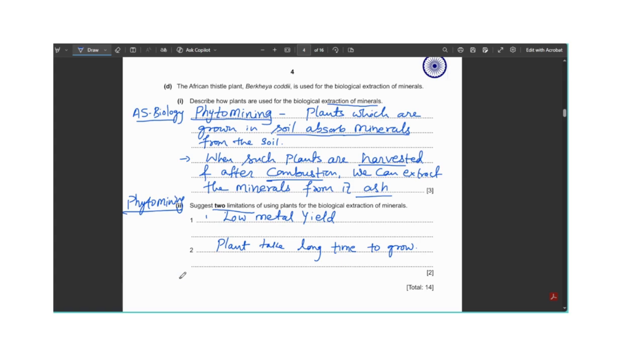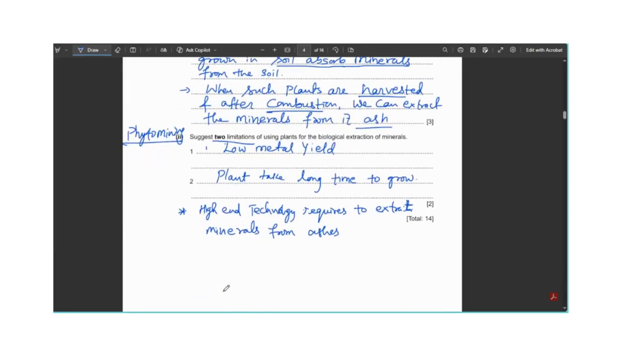One of the limitations that you can expect is the machines. So, high technology. This is an extra point: high-end technology is required to extract minerals from ash, right? From the ashes, to extract minerals you require a very high technology. Fine, so this is one of the extra points under the limitation.